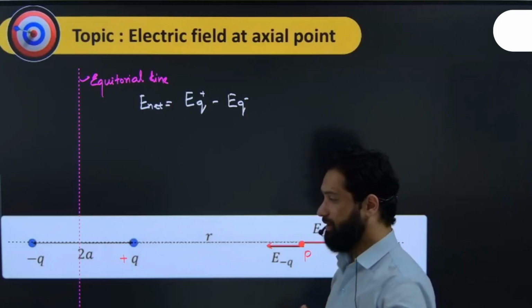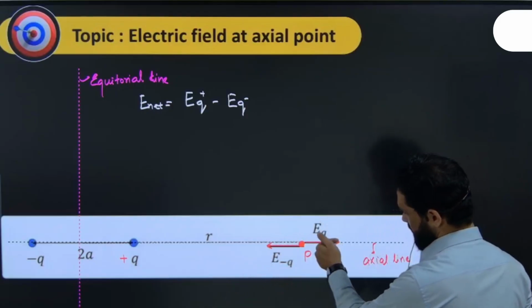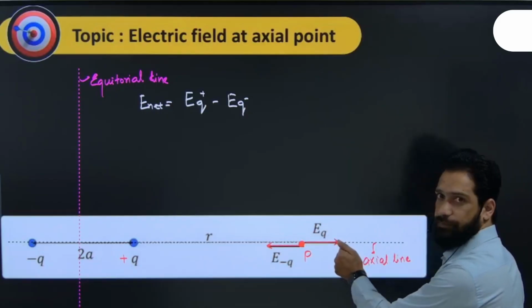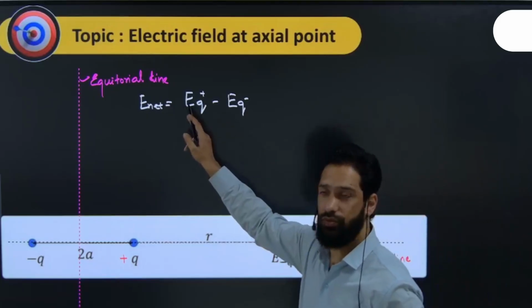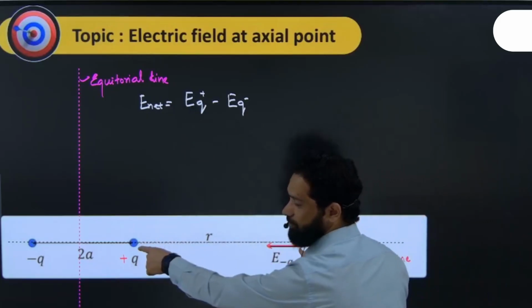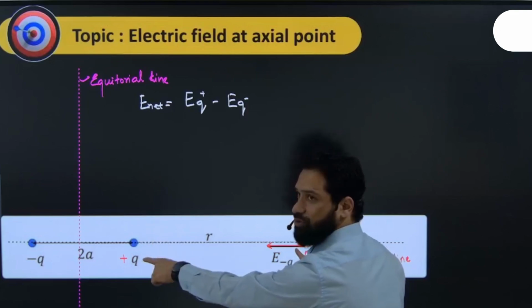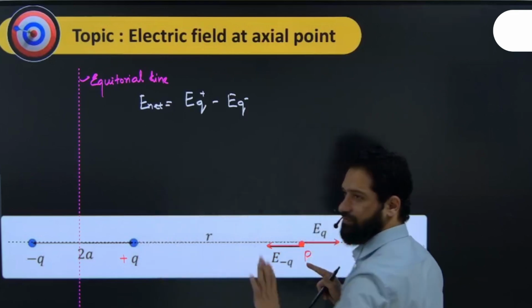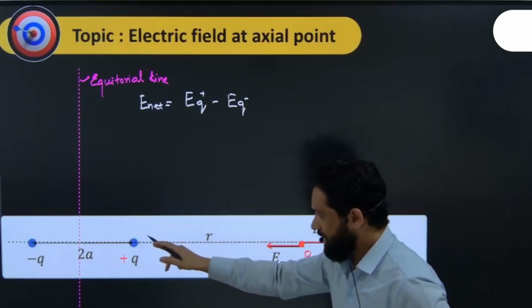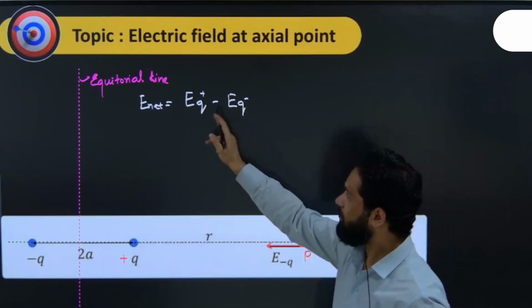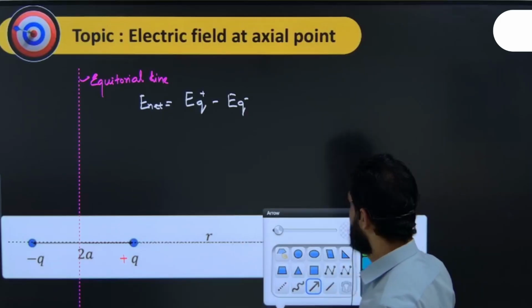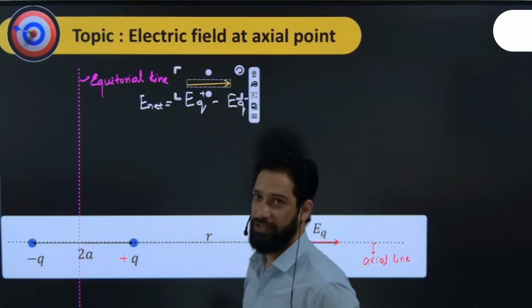Which one will have more? This magnitude will be more, so it is towards the right, that's why I write EQ. Why? Because this point is closer to the positive charge. When it is closer to the positive charge, that direction is going to dominate, so we can say this EQ towards the right is more. The net electric field is towards the right only.